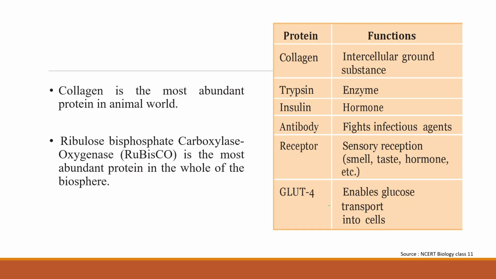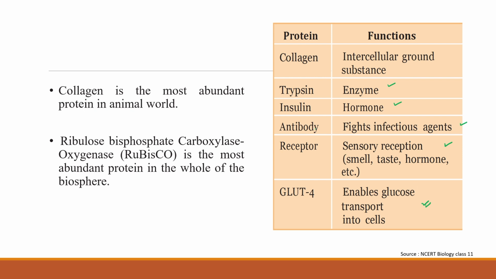Now, plenty of work is done by different types of protein. As you can see, protein can act as an intracellular substance, as an enzyme, as a hormone, as an antibody in our defense system. It is also present in certain kinds of receptors, be it sensory receptors or other kinds of receptors. They can also act as transporters. They are used in transport systems to transport glucose.